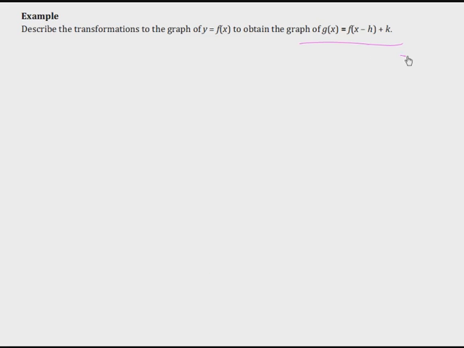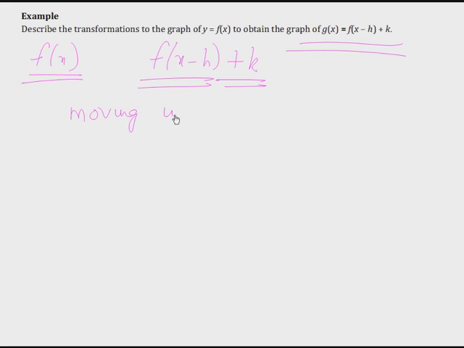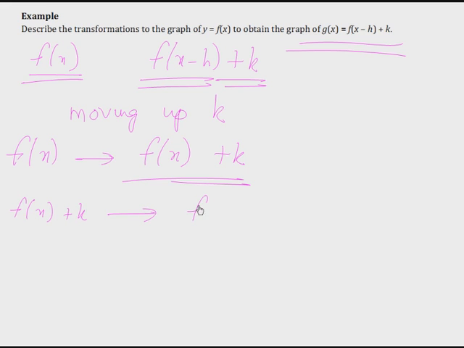So here we have the most abstract form of a translation. So f(x) becomes f of x minus h plus k. What are the transformations? Well, the plus k to the entire function tells me that it's moving up k. That means if f(x) just became f(x) plus k, I'm just adding k to each y value, so it moves up k. Now this f(x) plus k has become f of x minus h plus k.